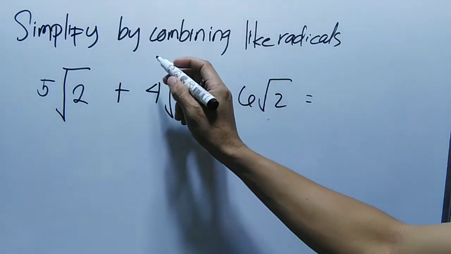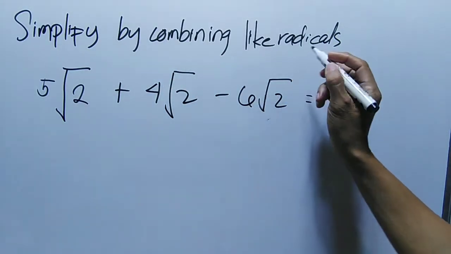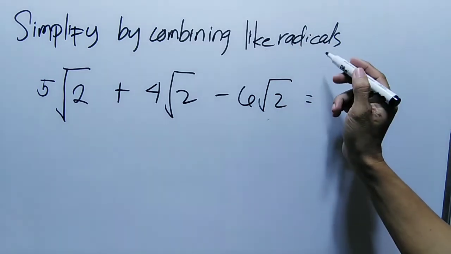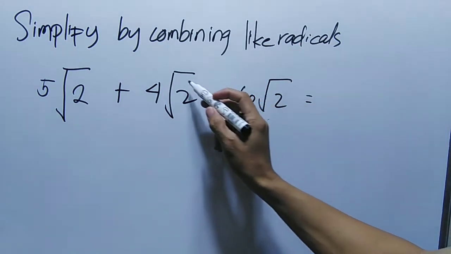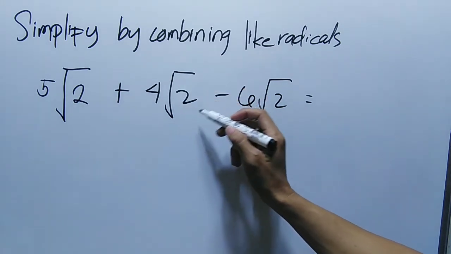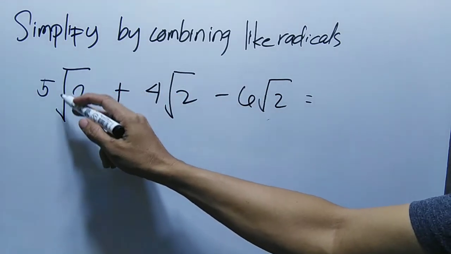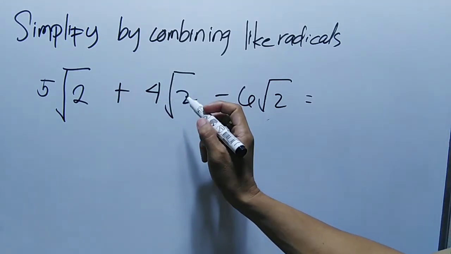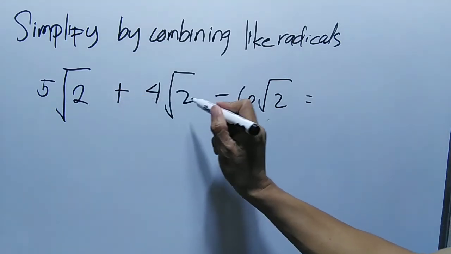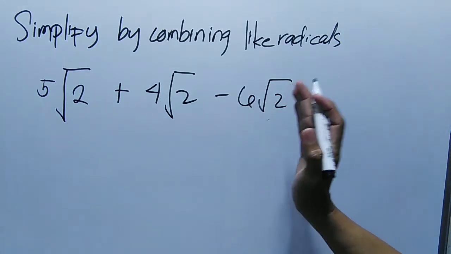You simplify by combining like radicals. If you say like radicals, the same yung kanilang radican. Okay? So, only like radicals ang pwede nating i-combine. Pag hindi sila similar or similar radicals, pag hindi the same yung kanilang radican, hindi sila pwedeng i-combine.